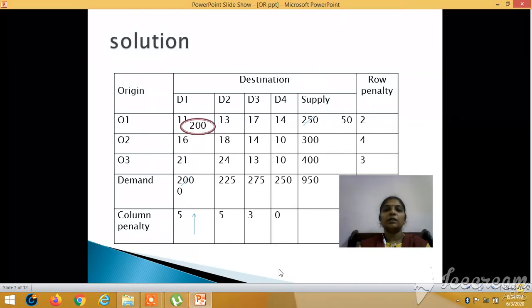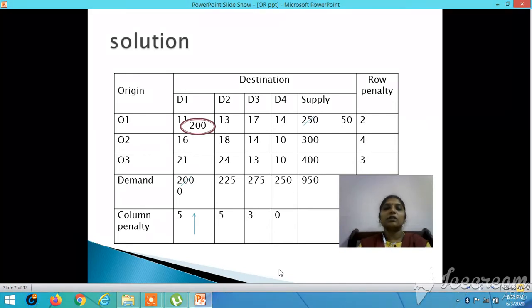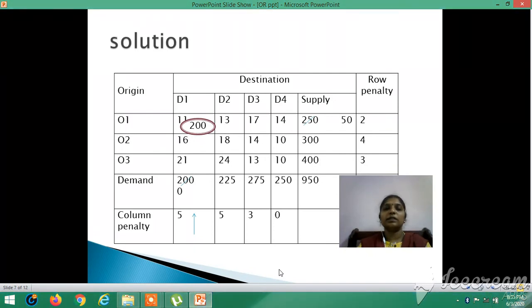For the row penalty, take the first row, where the unit costs are 11, 13, 17 and 14. You calculate the penalty only for the cost matrix, that is, the origins and destinations, excluding the supply and demand columns. In the first row, the least value is 11 and the next smallest value is 13, so the difference is 2. For the second row, O2, the smallest is 10 and the next smallest is 14, so the difference is 4. The next one, 10 and 13, gives 3.